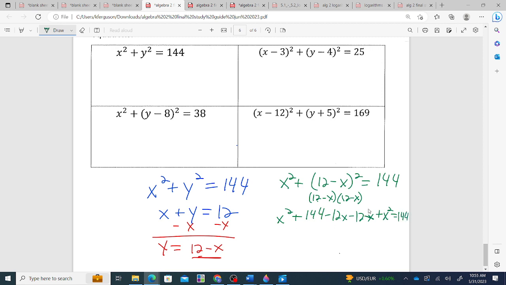And so now I combine like terms. I got two things right here, and I got two things right here. So I got x squared and x squared, that's 2x squared. I've got negative 12x and negative 12x, that's negative 24x plus 144 equals 144. I added like terms. So I got negative 12x and negative 12x, I combined it to be negative 24x. I got x squared and x squared, I combined it to be 2x squared.